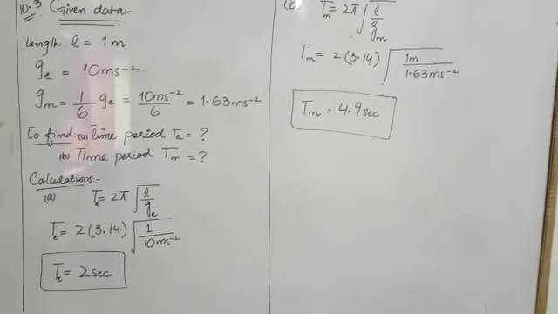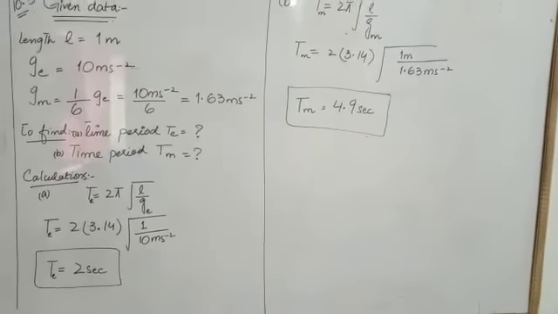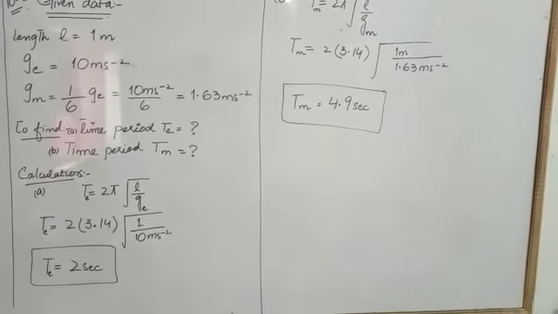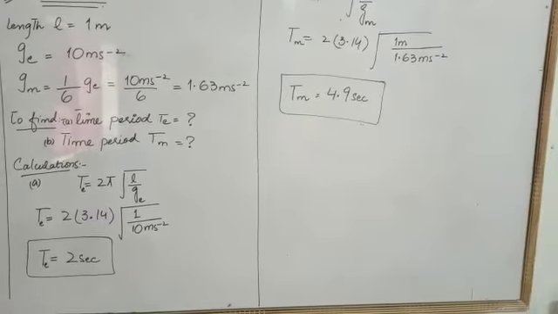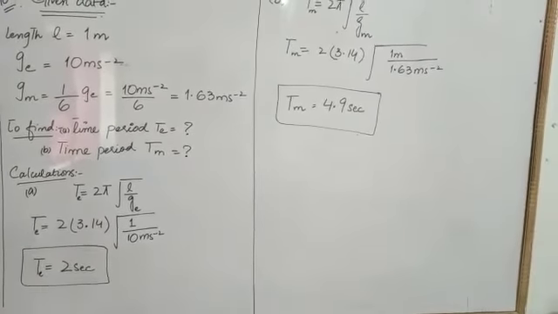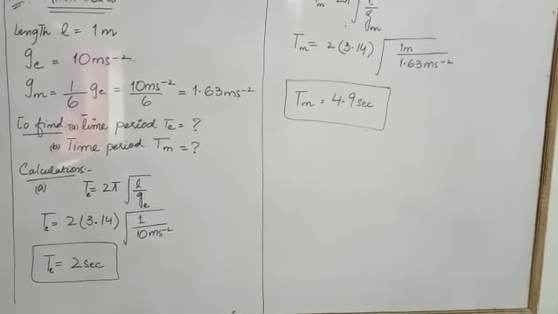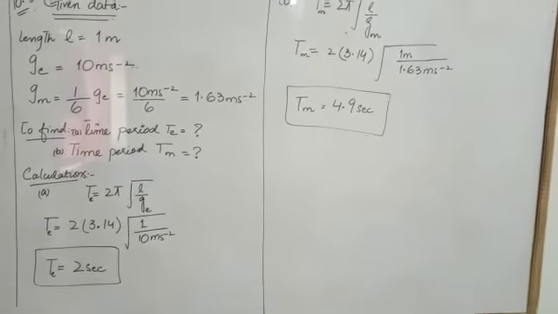Here we use the letter E for Earth. Putting values, 2 into 3.14 and length is 1 meter divided by gravitational acceleration on the surface of Earth, which is 10 meter per second square. By solving these values we get the result 2 seconds, that is the time period on the surface of Earth.